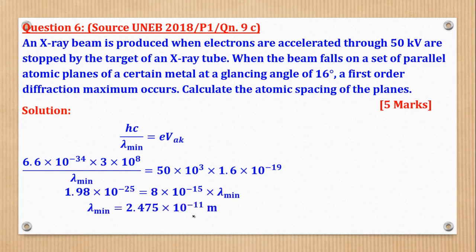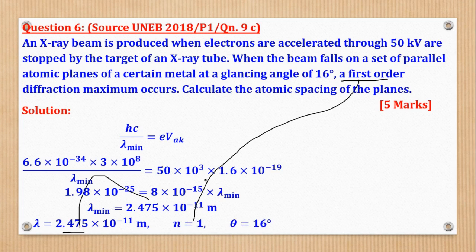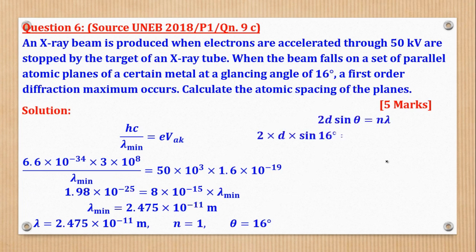So now that we know the wavelength, we can say that wavelength is this, which we have calculated. Then they said here first order, that's why n is equal to 1. Then they gave us the glancing angle, which is 16 degrees. That means we can now use Bragg's law and substitute for theta, n, and lambda. Then we make d the subject, and that's what they wanted.